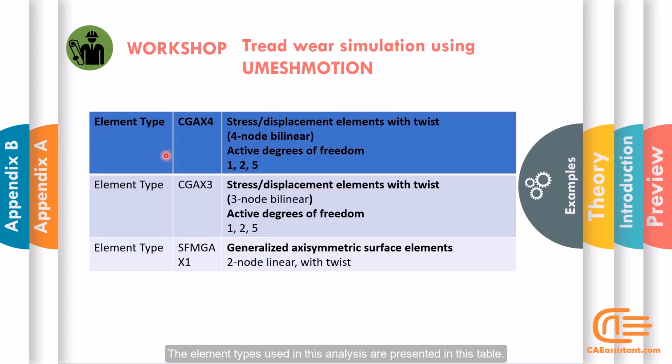The element types used in this analysis are presented in this table. CGAX4 is a stress displacement element with twist, and it is in quad shape. It is actually for the axisymmetric model. Its active degrees of freedom are 1, 2, and 5, where 5 is for the twist degree of freedom. CGAX3 is the same as the previous one, except it is in a triangle shape. SFMGAX1 is denoted to surface elements and it is 2-node linear with twist.